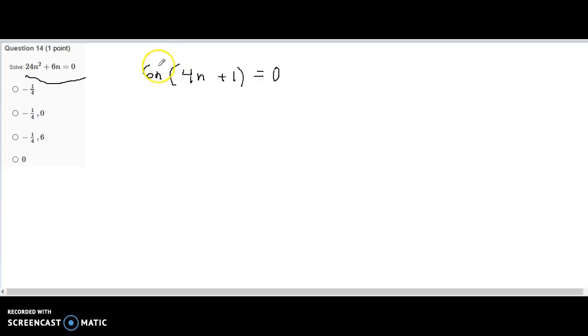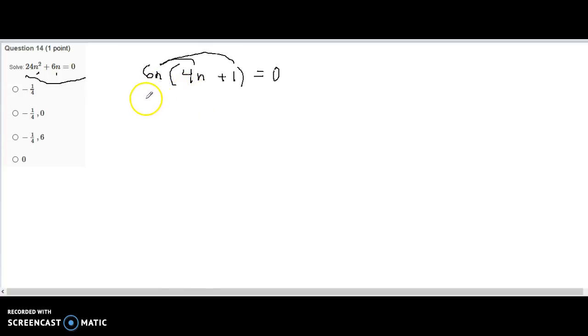And anytime you're factoring, I highly recommend that you take the time, especially on a test, to double check that you factored correctly by just using the distributive property. So if I do that and check 6n times 4n, I do get 24n squared. And if I check 6n times 1, I do get 6n. And so that verifies that I did the factoring correctly.